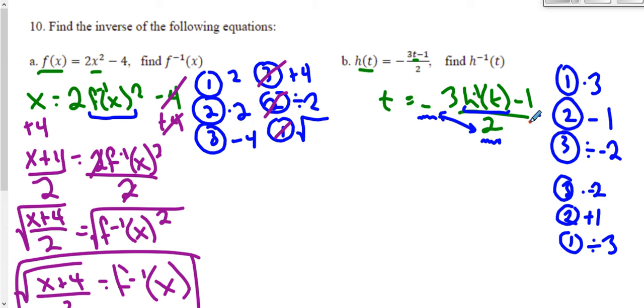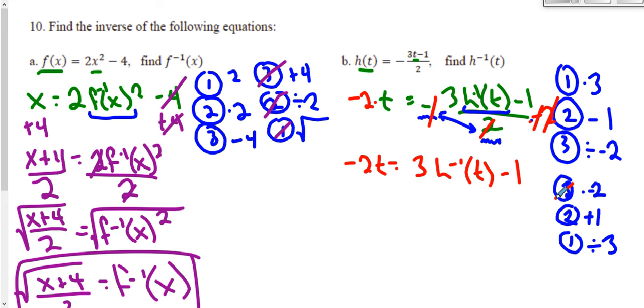Let me use a different color. Times negative 2 on both sides. So negative 2t will be on the left, and on the right, the negative and the negative will cancel, and the 2 and the 2 will cancel, leaving me with just 3 times the inverse of h of t minus 1. There. Now we can get rid of the minus 1 with a plus 1 on both sides.